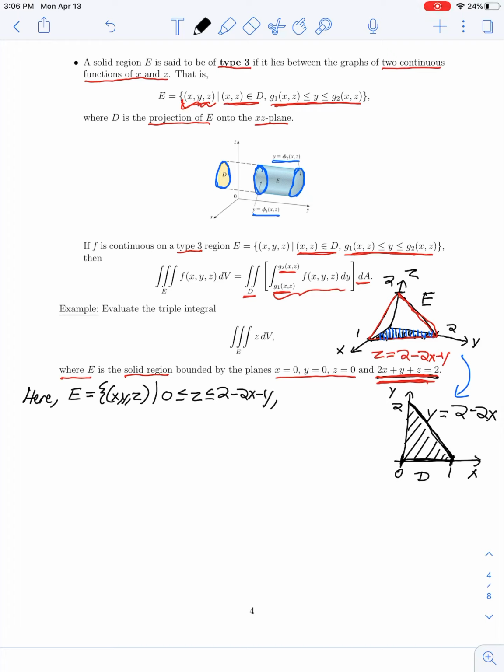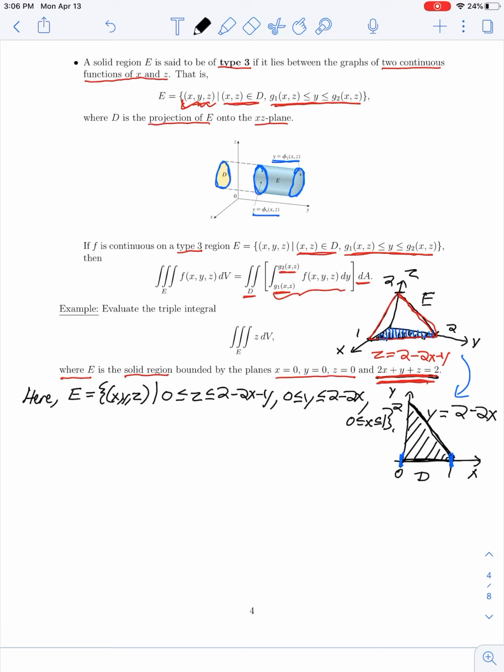And then the projection of that solid region E onto the xy plane, which we were calling D, can be described as a type 1 plane region, where our values of y are bounded below by the x-axis, that is y equals 0, and above by the line 2 minus 2x. And our x values for this region D, we said could range from 0 up to 1. So the last part of our description for this solid region is where x lies between 0 and 1.